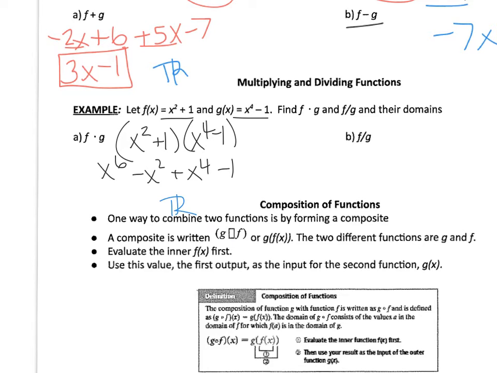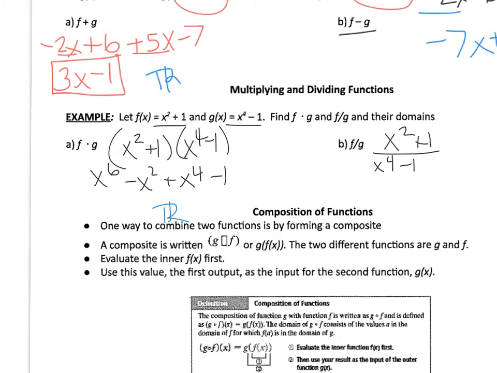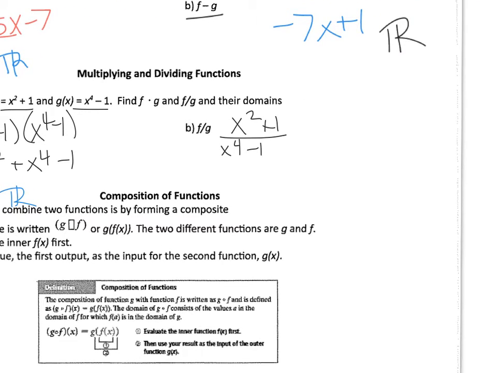And then now I'm going to do f divided by g. So it's going to be x squared plus 1 over x to the 4th minus 1. And I can actually factor the bottom. The bottom is difference of squares, which factors out into x squared plus 1 and x squared minus 1. So these two cancel out, so you're left with 1 over x squared minus 1. I know I could factor x squared minus 1 further, but it's not going to simplify the numerator at all.